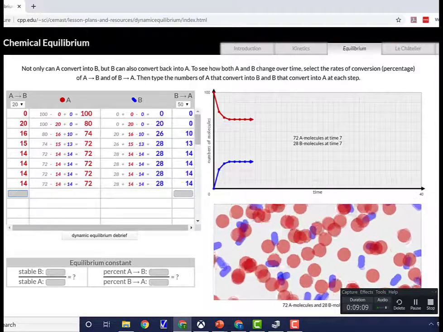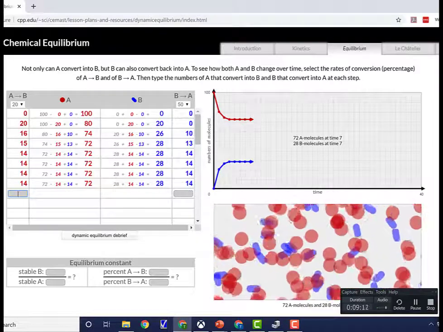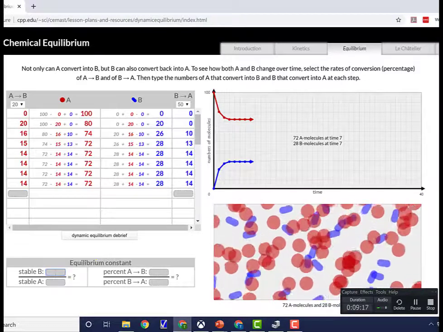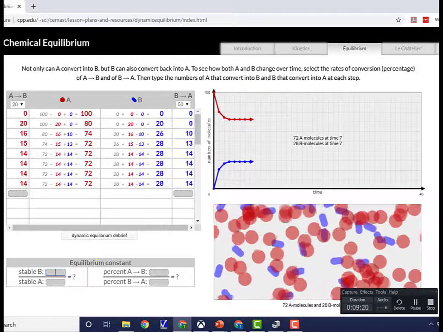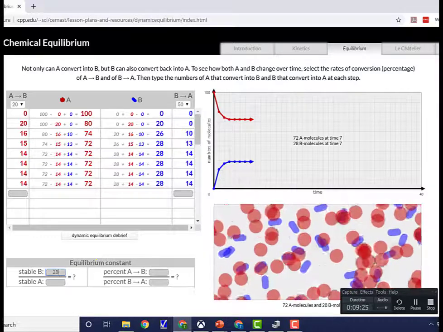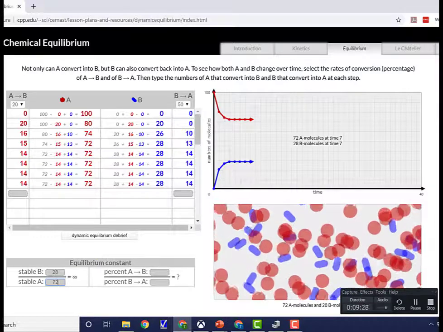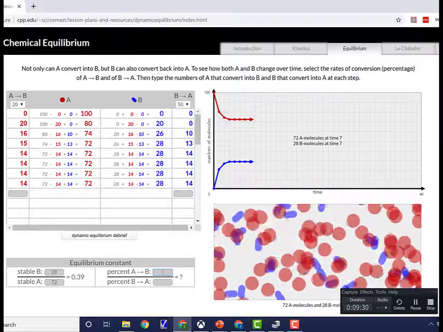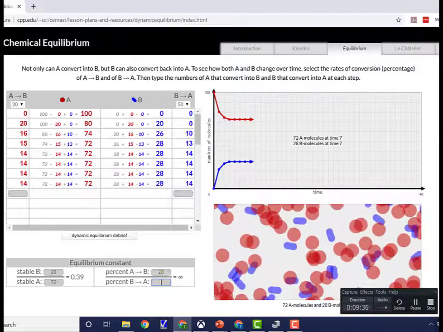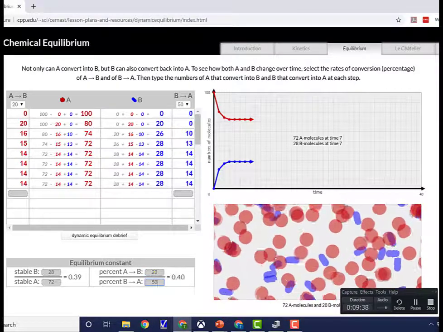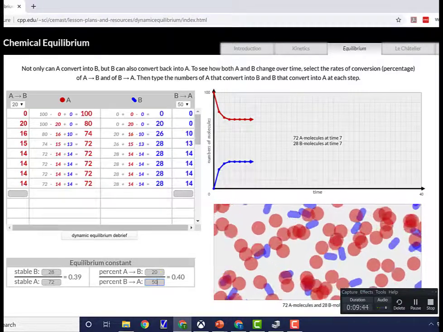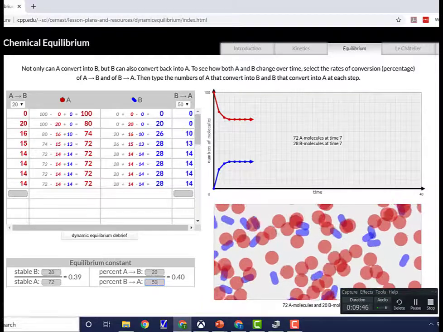A is turning into B just as fast as B is turning into A. And I will reach a stable amount, okay? And that stable amount is really determined by that percentage. When I'm stable, I have 28 B's and 72 A's. That's 0.39. If you think about my percentage, the percent change from A to B was 20. Change from B to A was 50. And that's 0.4. And the reason why they don't come out exact is because of rounding. Okay, our numbers are too small to get it perfectly.